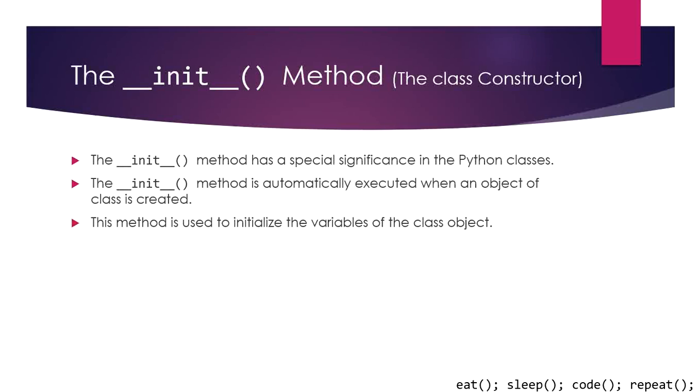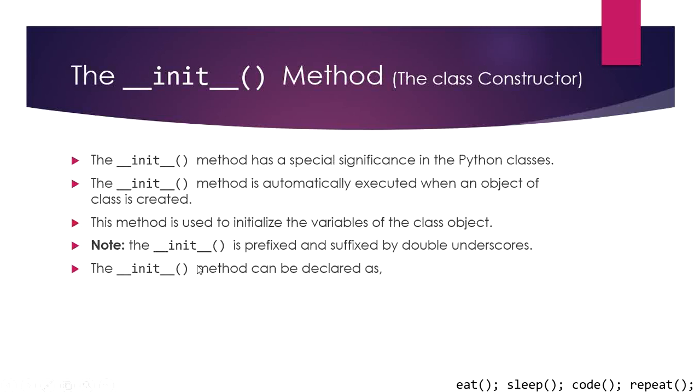So this method is used to initialize the values or the variables of the class object. Whatever variables we're going to use in the particular class, we're going to initialize those variables in this method. So the init method is where we initialize all the variables of the class object. It is very important that the init method has two underscores at the beginning and two underscores at the end, so it is prefixed and suffixed with double underscore characters.